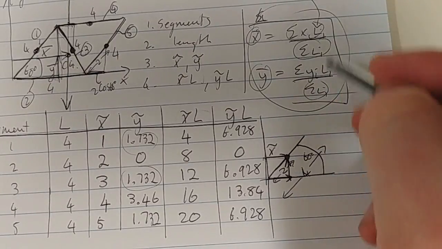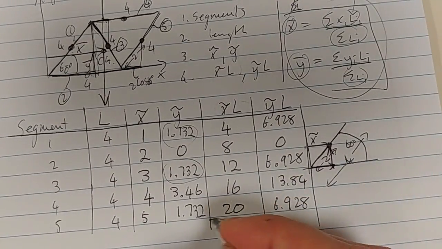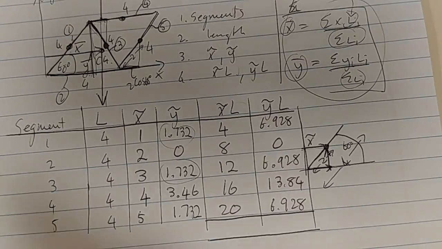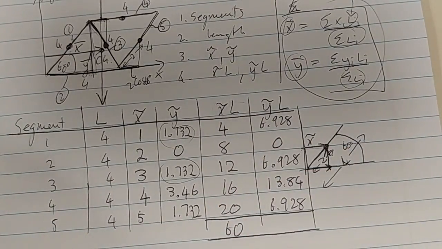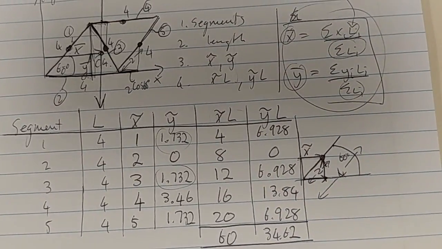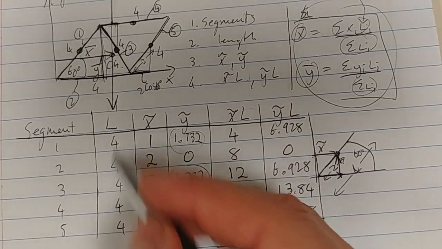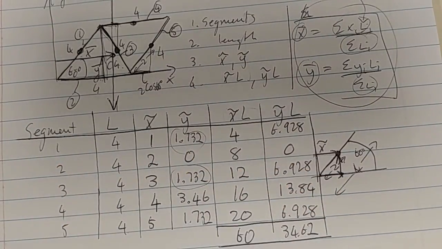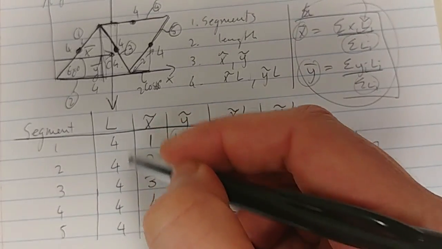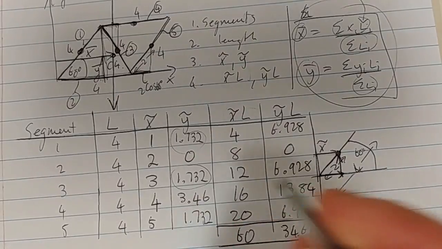Now, based on these equations, I need to get the total length, and the total XL and the total YL. So what do we have here? 4 plus 8 plus 12 plus 16 plus 20 gives us 60, and we have 6.928 times 3 plus 13.84 gives us 34.62. I really hope I'm right. And 4 times 5 is 20. I know this is very simple, I don't want to make a mistake there. That's 20, obviously.